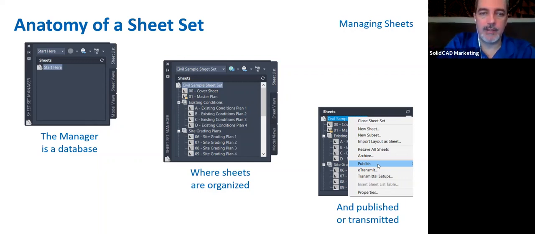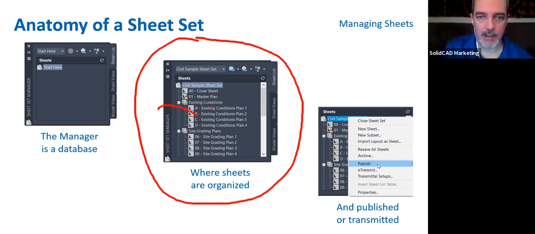You organize your paper space layouts, aka sheets, in the Sheet Set Manager. So the second image here, this is where my sheet set is organized. The DWGs or the paper space layouts within those DWGs that will be printed for your set of sheets. Right here, the first sheet is the cover sheet, pretty typical. The master plan, we have 4 existing conditions plans to begin with, and then some site grading, and then whatever else happens after that.